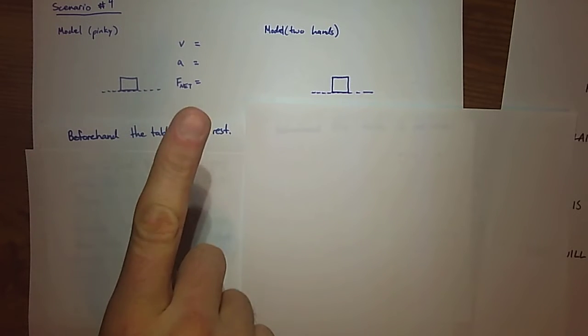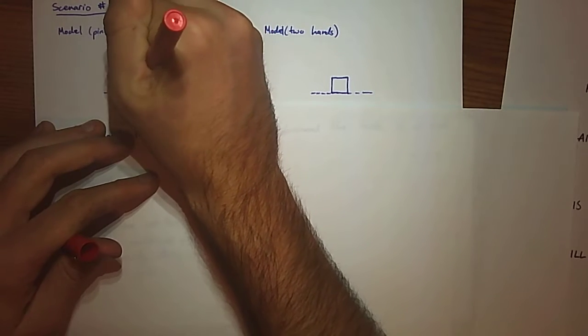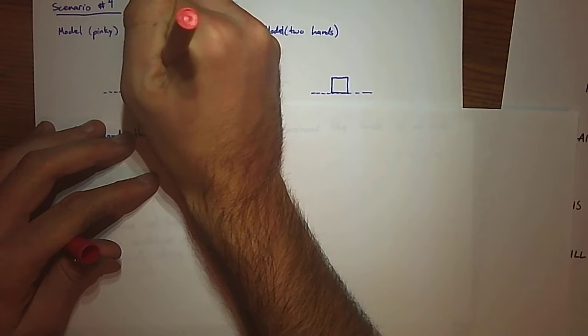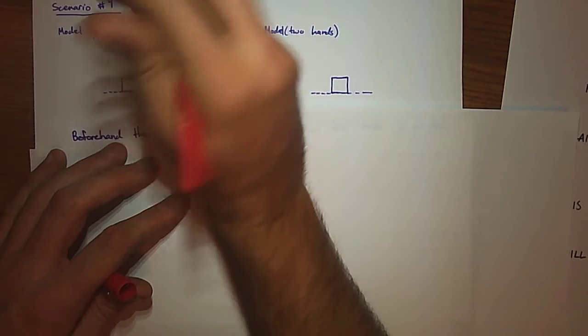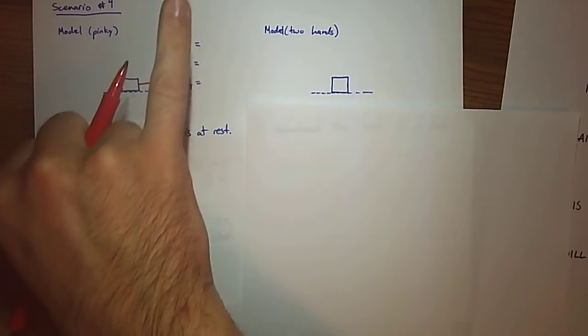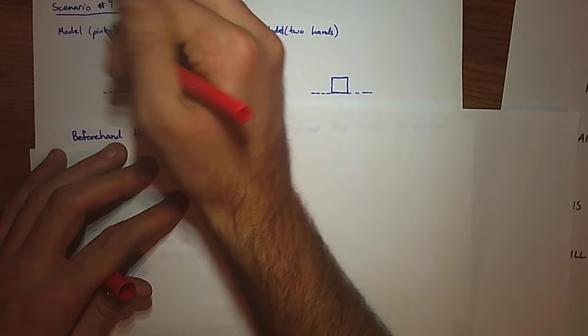So this would be scenario 4, and this is the case where you're pushing a table with your pinky. If you're pushing the table, you're applying a force to it. So let's draw an applied force right here. I probably should have made that really small because you're not going to be able to push really hard with your pinky. But there's my applied force by the pinky.